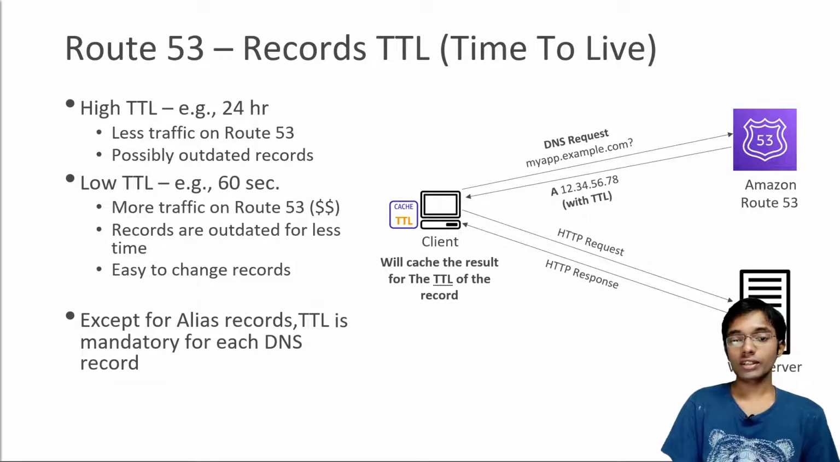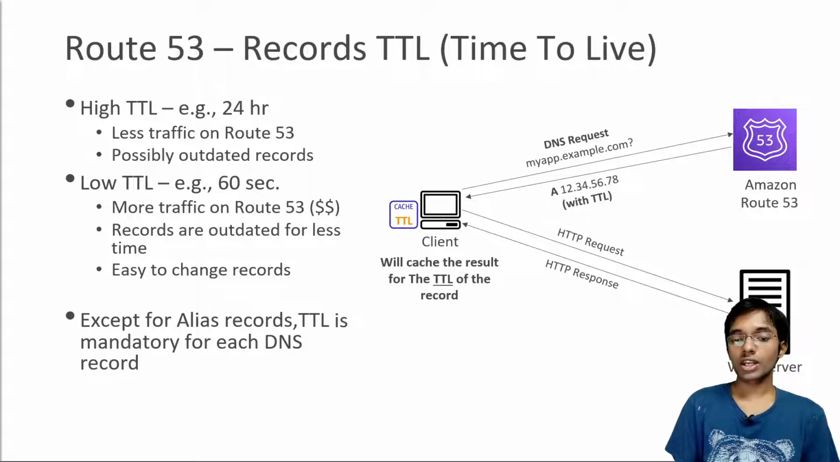While the TTL is still present and the record is saved on the client side, the requests are going to go to the IP that was fetched before. So in case you use a high TTL, for example 24 hours, that means you are going to get less traffic on Route 53, but you have possibly outdated records. For example, if you update them on the DNS side, it will take up to 24 hours for the client to get the new values. Otherwise, if you set a very low TTL, for example 60 seconds, that means you are going to get more traffic on the DNS side, which is going to cost you some money.